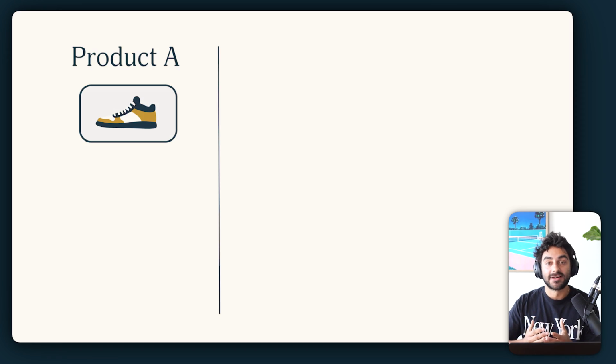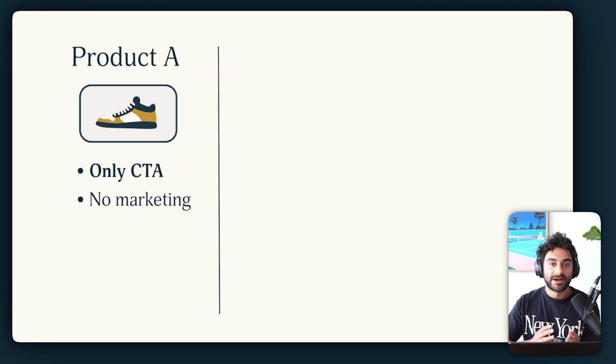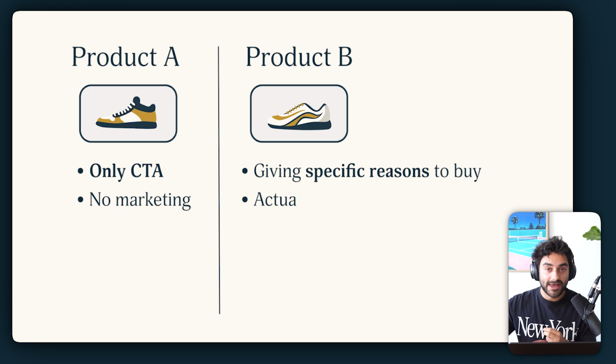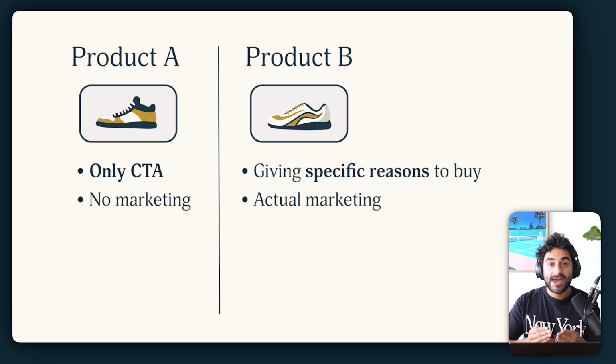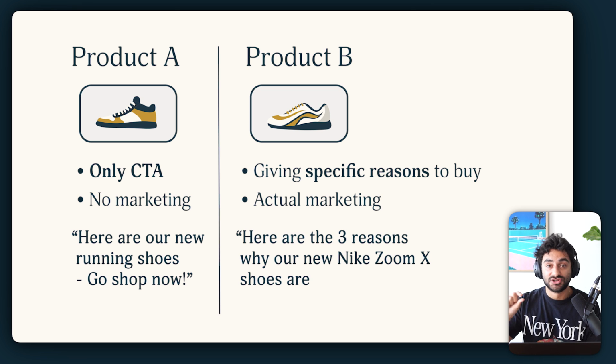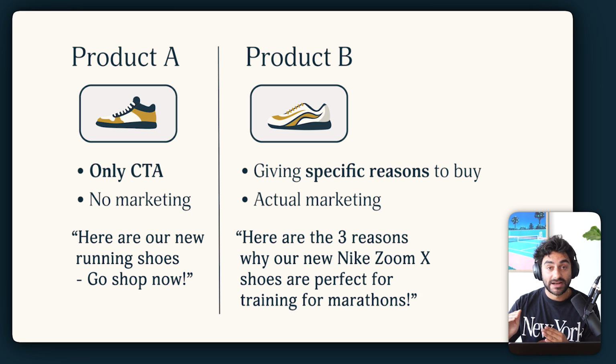So when it comes to Nike, let's say they're selling shoes in an email. In example A, which funny enough is very close to their current email marketing strategy, it's basically like, here's a product, go buy it. Compared to example B, where you're saying, here's a product like running shoes, here is exactly why you should buy it and who it's for. Example A: here's our new running shoes, go shop now. Example B: here are the 3 reasons why our new Nike Zoom X shoes are perfect for training for marathons.